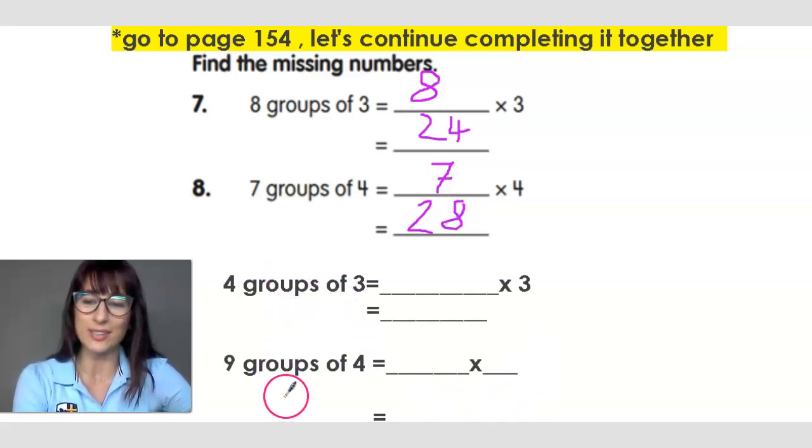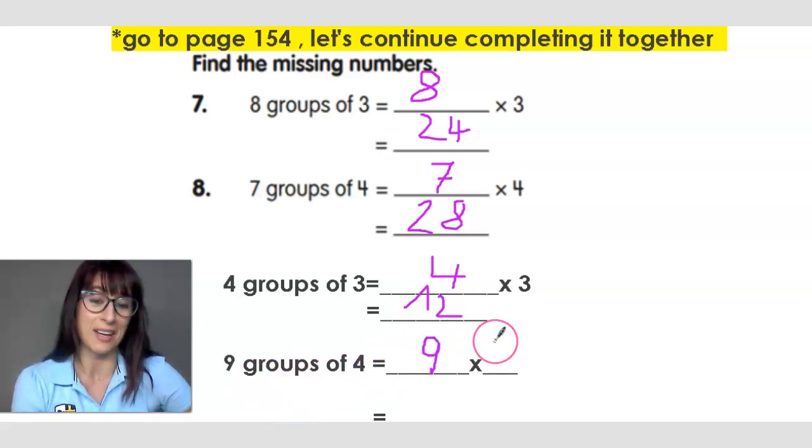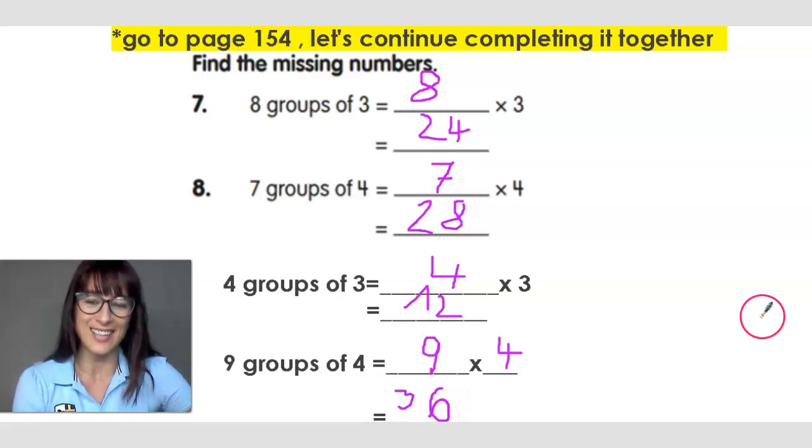Now, I added these 2 exercises just for extra practice, so you don't have to copy those. If you want to, you can. Why not, right? I just wanted to give you a little extra practice. 4 groups of 3. If you have that, you would just write 4 multiplied by 3, and that is 12. If you have 9 groups of 4, you would just write 9 multiplied by 4 equals 36. I didn't write anything in here, just one extra challenge. Yay, we did it.